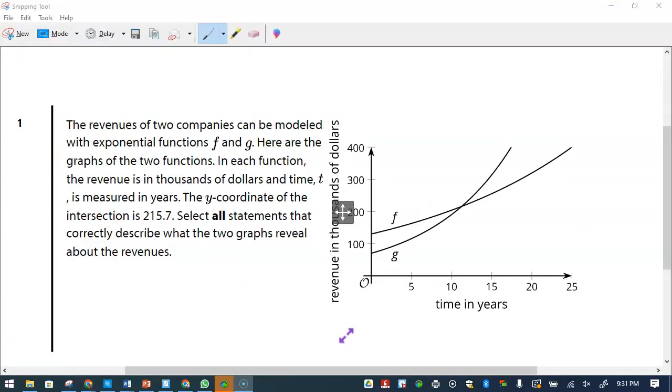Okay, so I want you to read this and see if you can figure out and comprehend what's given. On the x-axis, it looks like they give you time in years, so that's the input. And on the y-axis, it talks about the revenue. So this y-axis is the revenue in thousands. So when it says 100, it means 100,000. That's all that means. Okay. So let's check.